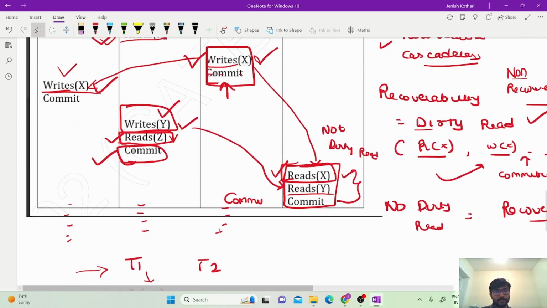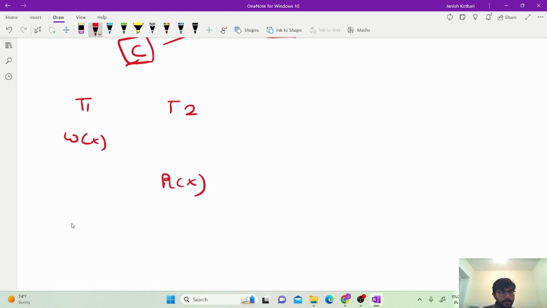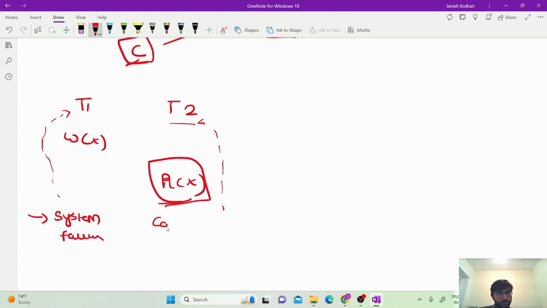So first, we need to identify what cascading schedules are. Cascading schedules are like this, right? Write on X, read on X, and let's say there is a system failure over here. So what do we mean by a cascading schedule? If there is a system failure over here, this transaction will have to roll back. And correspondingly, since transaction T2 had read a value from T1, and T1 rolls back, T2 also needs to be rolled back. So this is the problem with dirty reads. This causes cascading rollbacks, right? So this is called cascading rollbacks.